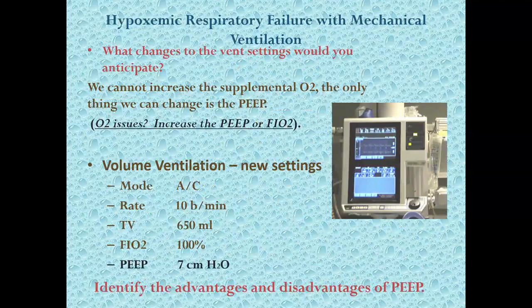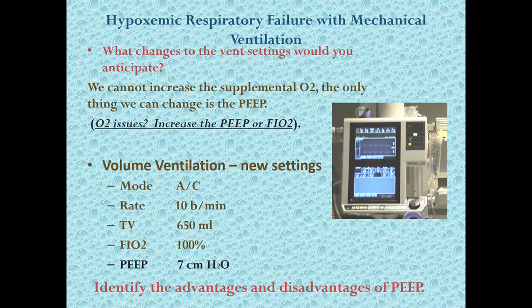All right, so where do you go from here? So what changes to the vent setting would you anticipate? Well, we can't increase the supplemental O2, and so the only thing we can do is change. So here's your new rule, that if there are oxygen issues, you either increase the supplemental FiO2, which in this scenario is not going to happen because he's already on the highest, or you increase the PEEP. PEEP stands for positive end expiratory pressure.